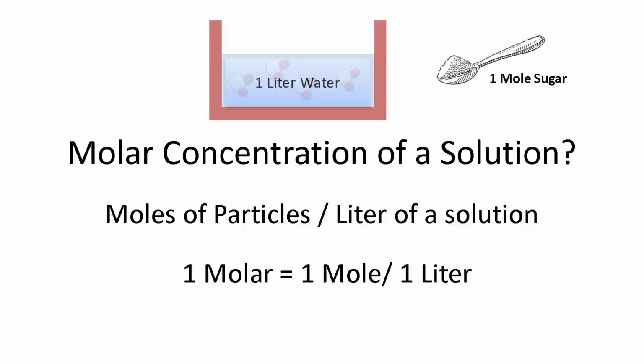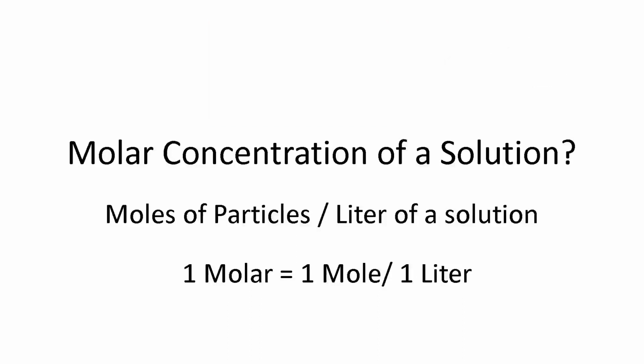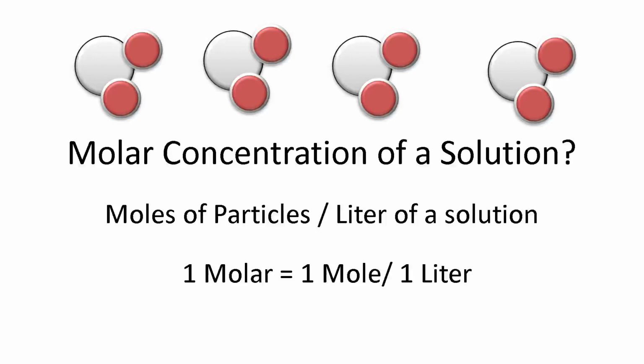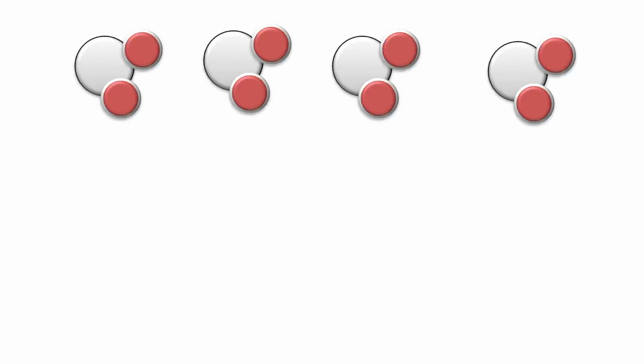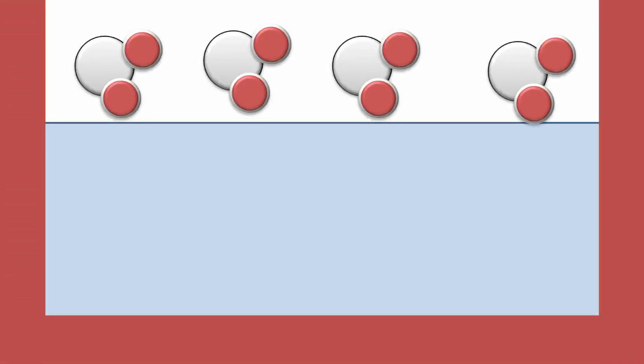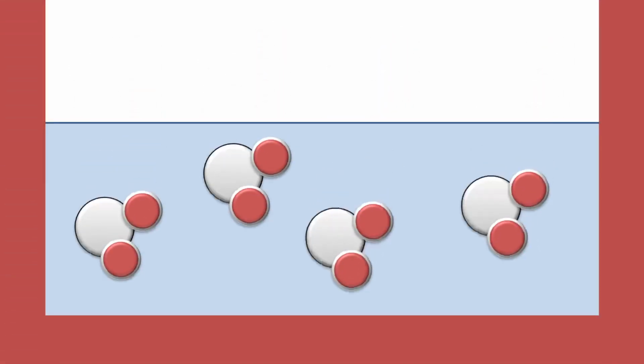Therefore, 1 molar solution is equal to 1 mole of particle per liter of a solution. For example, if we put 1 mole of sugar in 1 liter of a solution, then the solution will be 1 molar sugar solution. In this example, we have 4 particles or molecules. Let us say that each particle represents 1 mole. Now, if we put it inside a liter of a solution, then we can see that these 4 molar particles will dissolve to form a 4 molar solution.